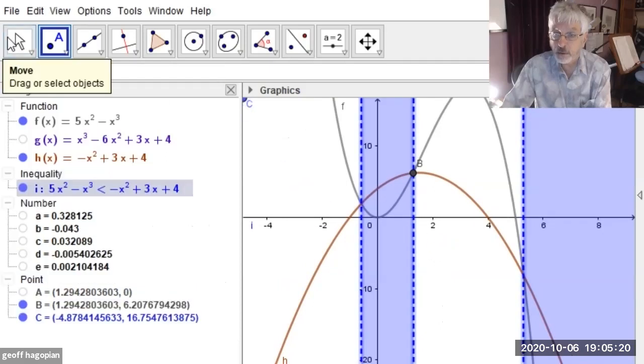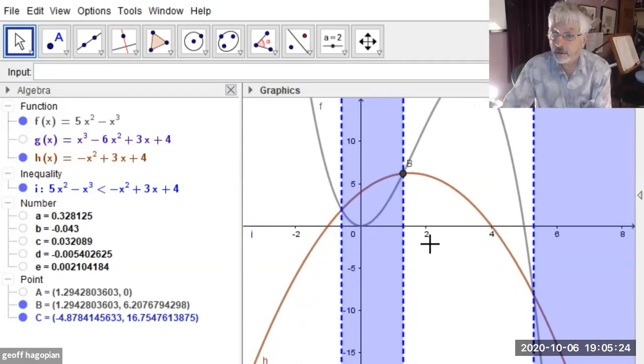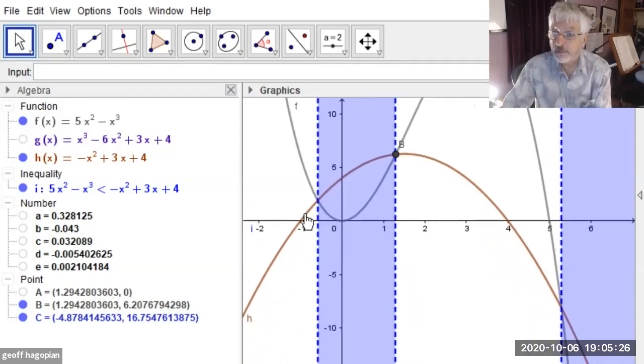I don't want a point tool. I want to move this thing around. Here are the intervals where that's true, right? The gray curve is below the reddish brown curve on this interval, and again on that interval, right? And so the blue zones here are where that inequality is true.